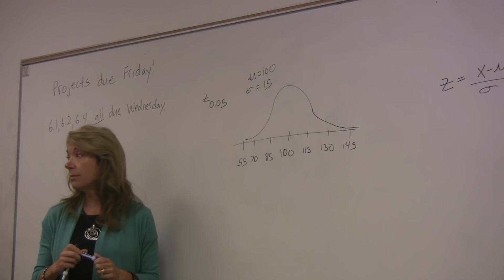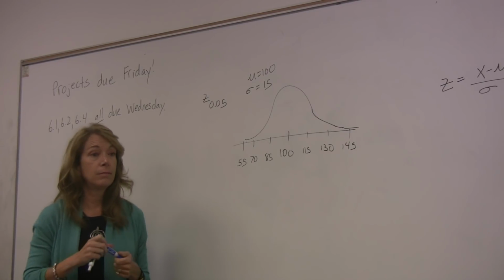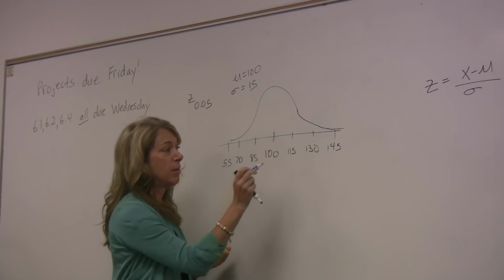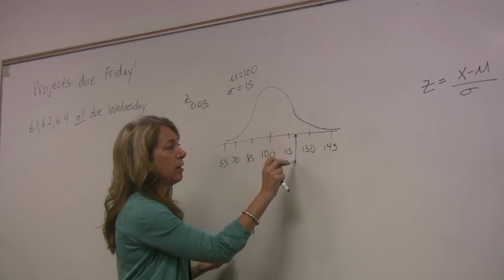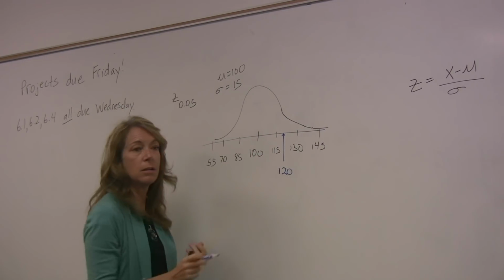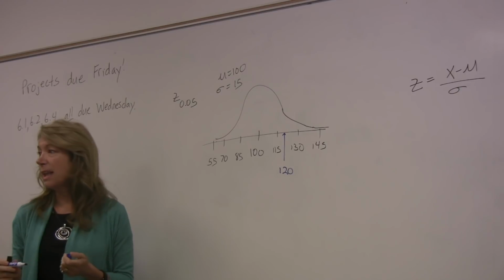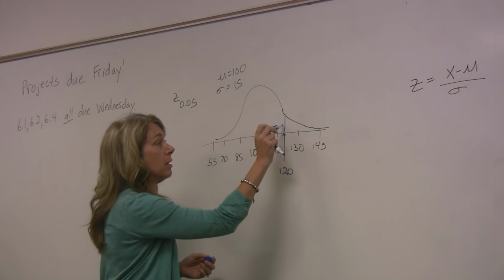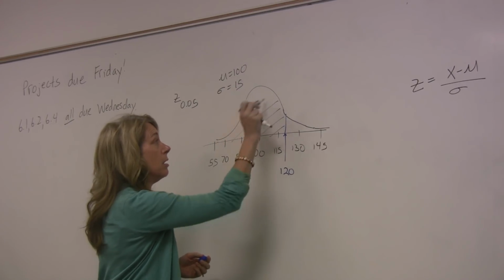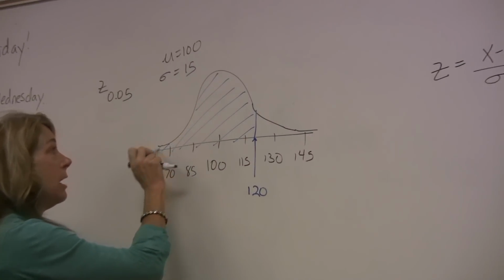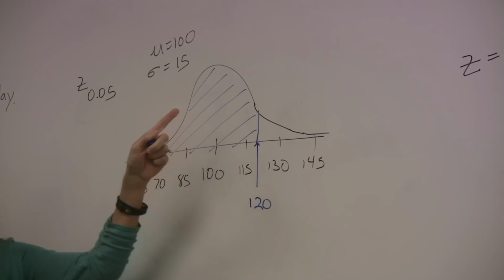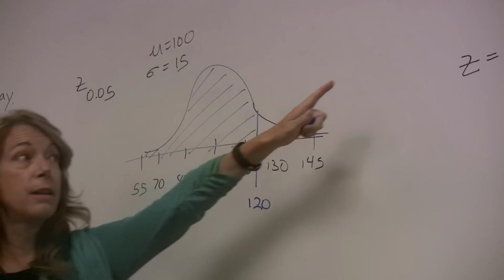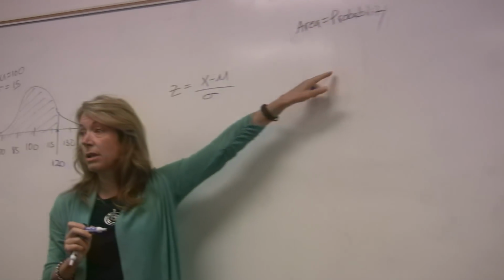Find it on the number line sheet. Find 120 on my number line, so that's roughly right here. Here's 120. And less than is everything to the left. So I want to know what this area is. This area is the probability. Remember we talked about that last time. The area is the probability.